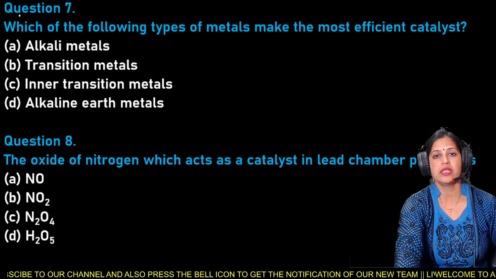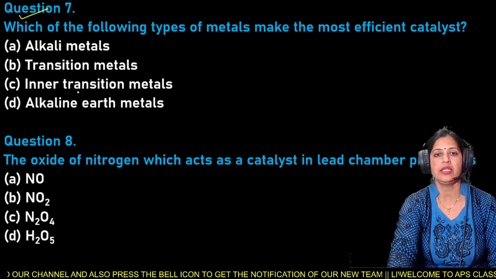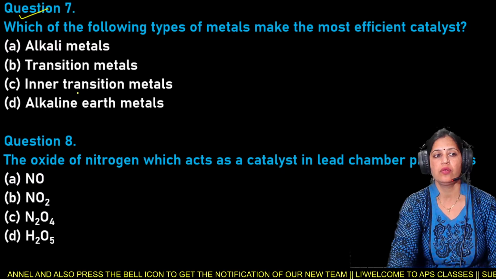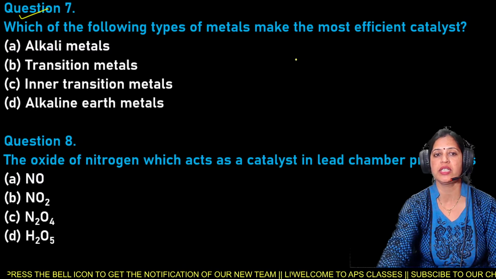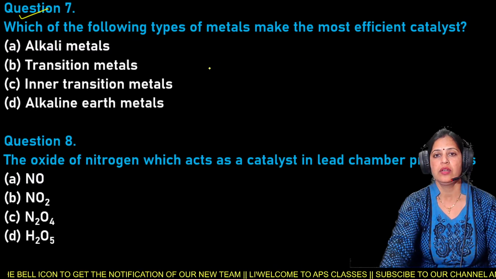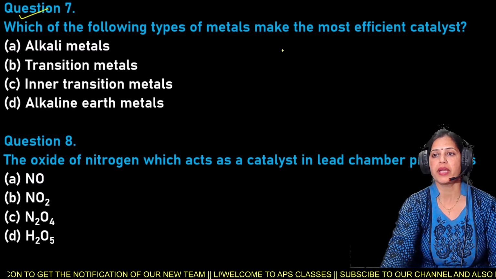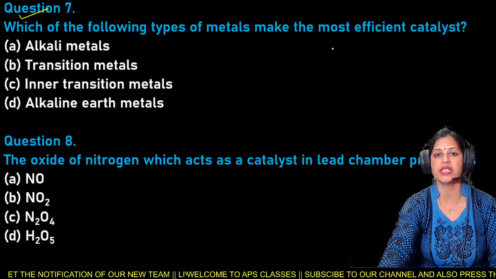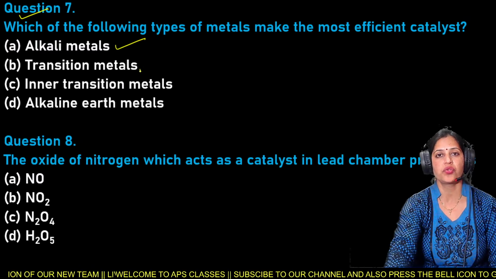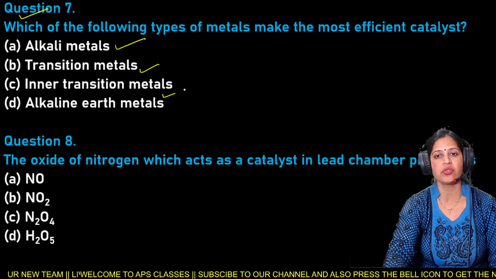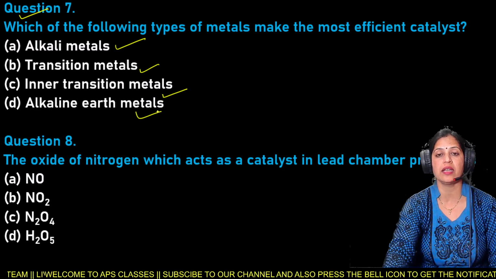Next is your question number 7. Which of the following types of metals make the most efficient catalyst? Options are alkali metals, transition metals, inner transition metals, and alkaline earth metals.